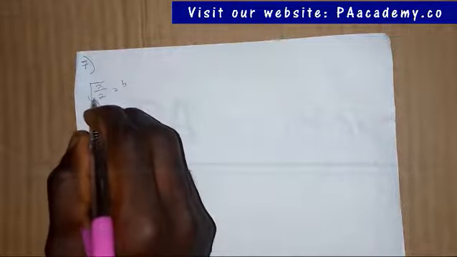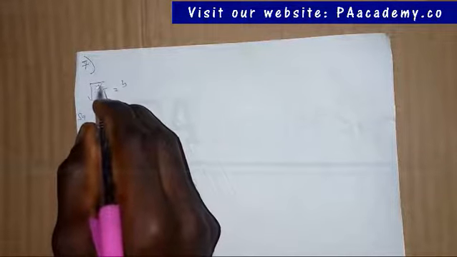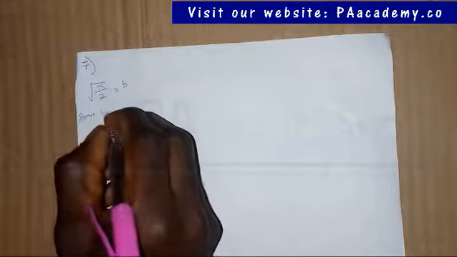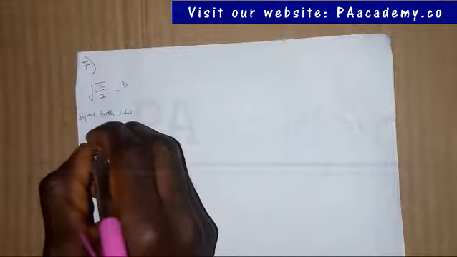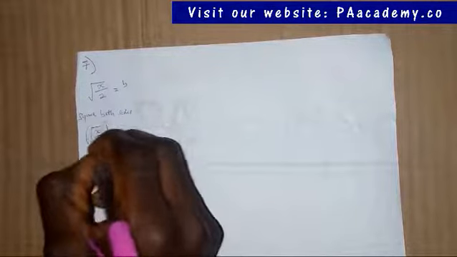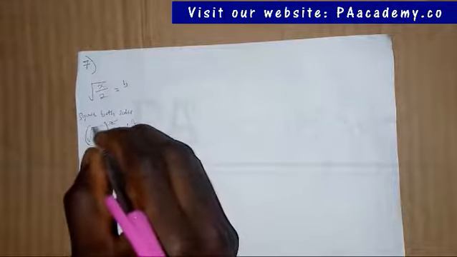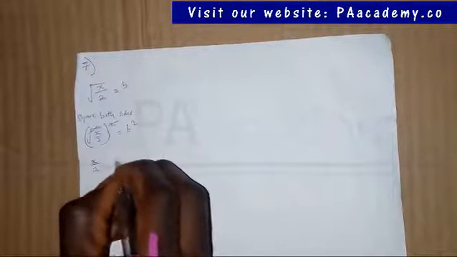Here we are having square root of x over 2 equals b. Square root of x over 2 equals b, and we have to make x the subject of the formula. So what we do is square both sides so that we can get rid of the square root, because it's affecting our x, and x is what we need. If you square both sides, you're going to be having square root of x over 2, all squared, equals b squared. The square will cancel out the square root. So what we are going to be having is x over 2 equals b squared.